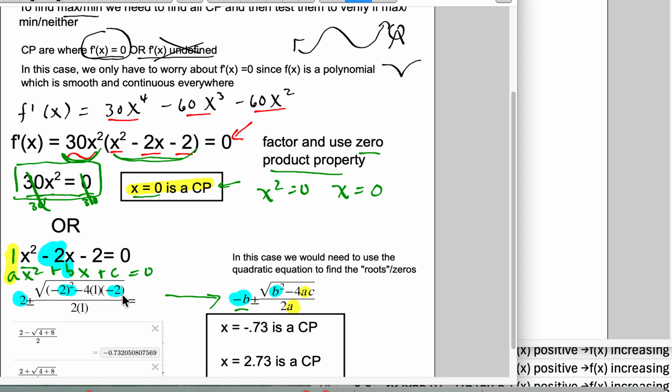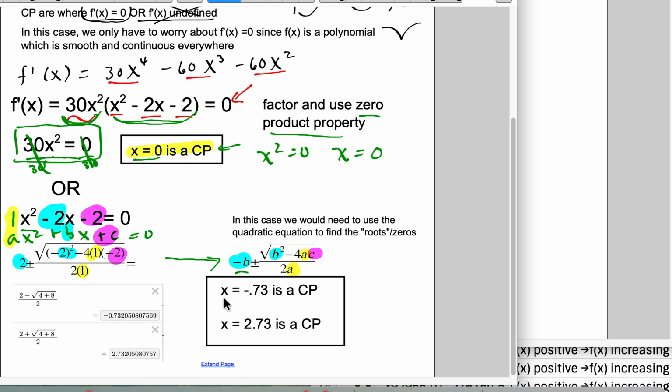And actually that c is also negative 2. And then c is also negative 2, okay? And so I plug that in for c. And when I do that, let's just put this back in here. I did not put a is 1 in all those places. And when I do that, I get 2 more critical points. I get x is negative 0.73 and I get x equals 2.73. So here's my 2 solutions, or my 2 roots, or my 2 zeros when I use the quadratic formula.